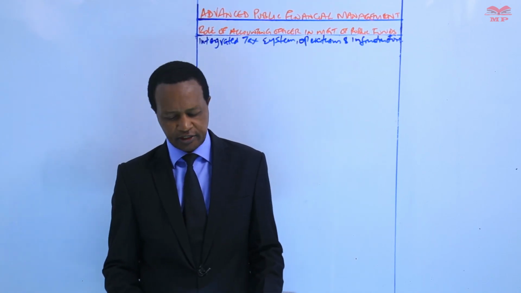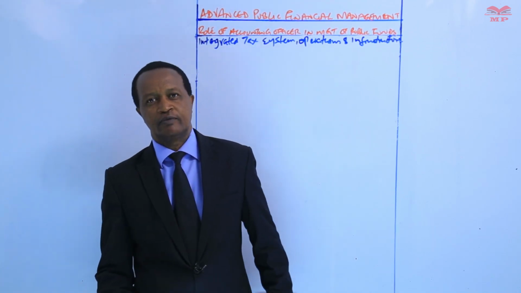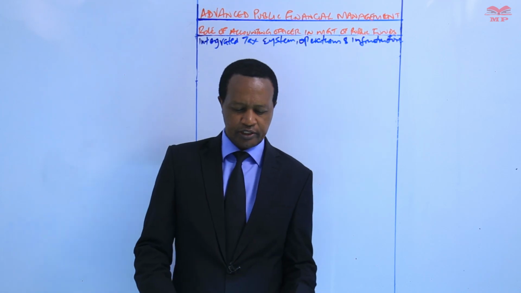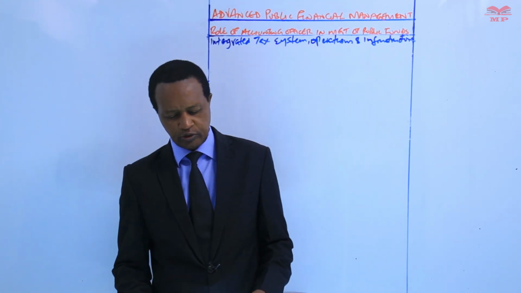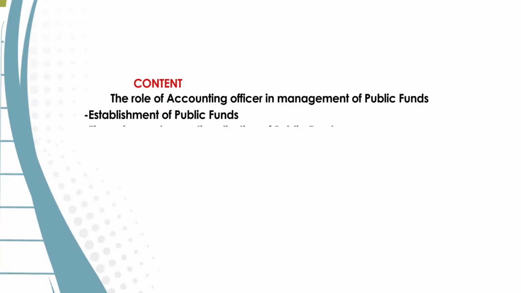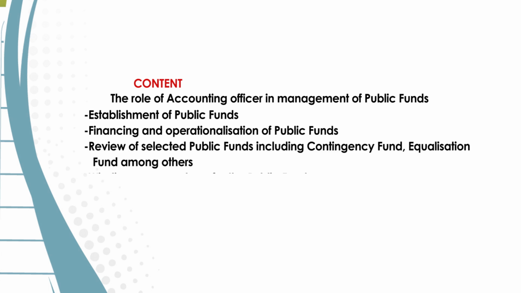In our previous sessions, we've been covering the topic on the role of accounting officer in management of public funds. So far, we've done the establishment of public funds. We discussed the financing and operationalization of public funds. We reviewed the selected public funds, including contingency fund, equalization fund, among others. We also went through the procedure of winding public funds.